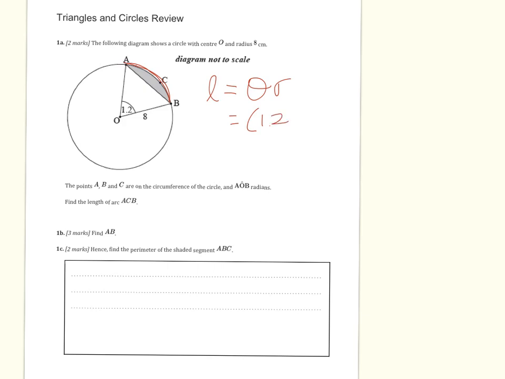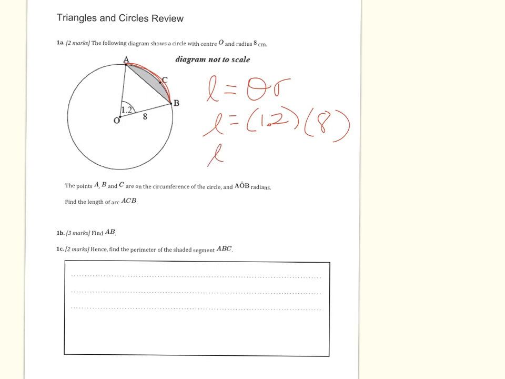Like I said on the last slide, we have to use theta in radians whenever we're working with lengths of arcs or areas of sectors. And then we also know that the radius is 8, so this problem is super straightforward. We're just multiplying 1.2 times 8.